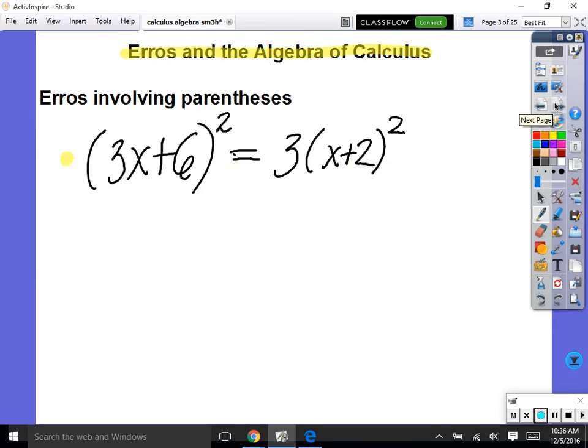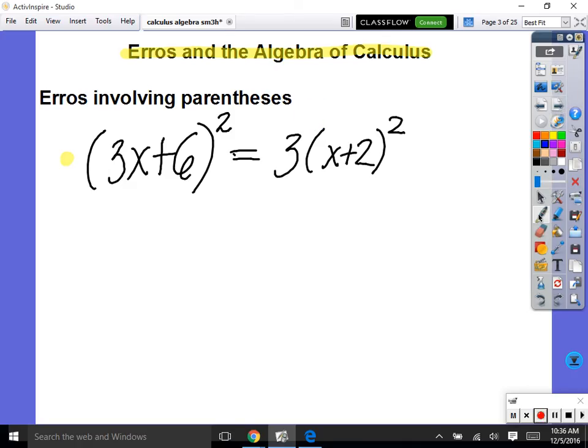Next thing, errors involving parentheses, is people will do these things like they'll factor out, and I like the fact that they're seeing, okay, they'll say that this equals this. Now, can anyone see why that's not true? Yeah? What's squared as well? Yep, 3 should be squared. Sorry, 3 should be squared as well.